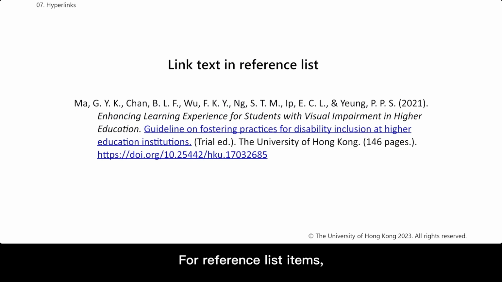For reference list items, the work's URL or DOI may be retained for users' information. The title of the work can be the link text under these situations. The difference between a reference list and the body content is that the reference list is not meant to be read from start to finish.